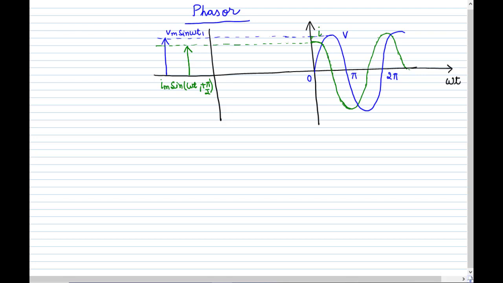So if you take any instant, say this instant omega t1, then at this instant the current I is pi by 2 ahead of the voltage. So this is Vm sin omega t1, then this will be Im sin(omega t1 + pi by 2). So two graphs are drawn very easily.